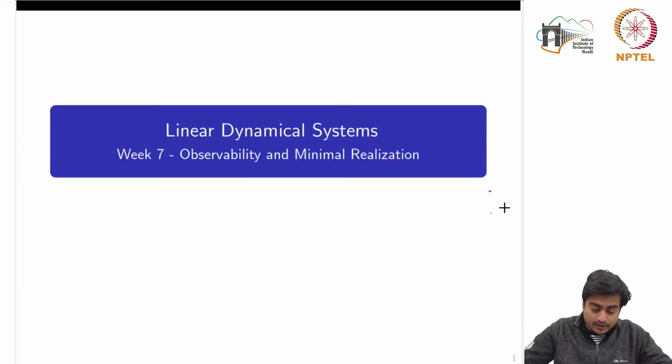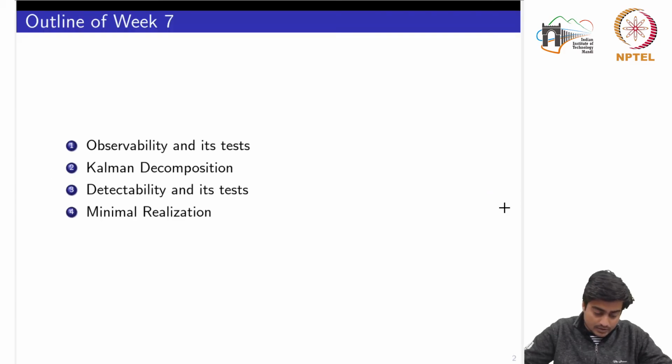So welcome to the seventh week of the linear dynamical systems. In this week we will discuss the observability and minimal realization problem. The outline of this week is we will start with the concepts of observability and its tests.